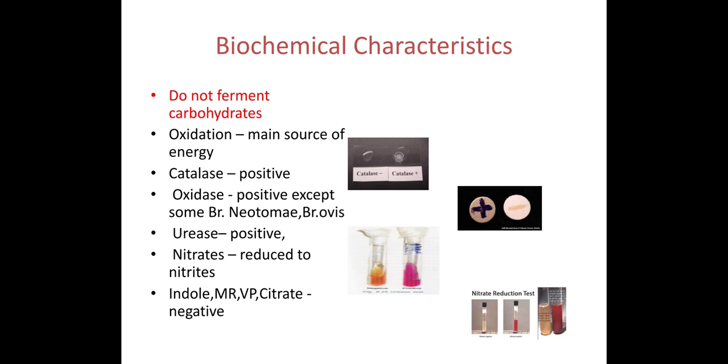They are catalase positive, meaning they produce the enzyme catalase. They are oxidase positive except for a few strains of Brucella neotomae and Brucella ovis. They are urease positive, meaning they produce the enzyme urease. They are nitrate positive, meaning they reduce nitrates to nitrites. The other important reactions, that is indole, MR, VP, citrate, are all negative. So for you to remember, they are strict aerobes, catalase positive, oxidase positive, urease positive, nitrate positive. All other reactions are negative for all the Brucellae.